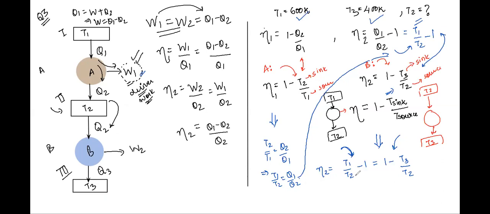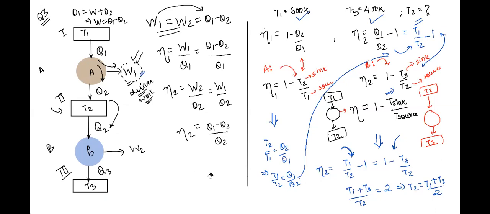Very simple, right? So I will write that expression here. We'll just take this term on the other side. We'll have T1 by T2 plus T3 by T2 equal to 2. This will imply that T2 is equal to T1 plus T3 upon 2. Now, what will be the answer? 400 plus 600 by 2, 500. So our answer will be the temperature of the middle reservoir.